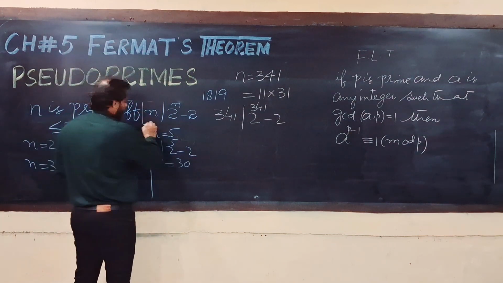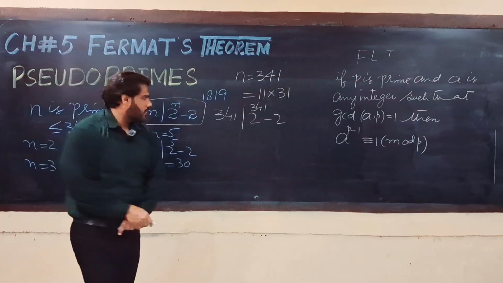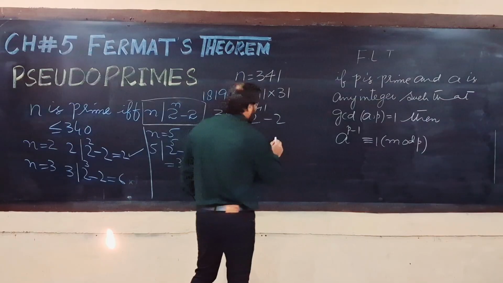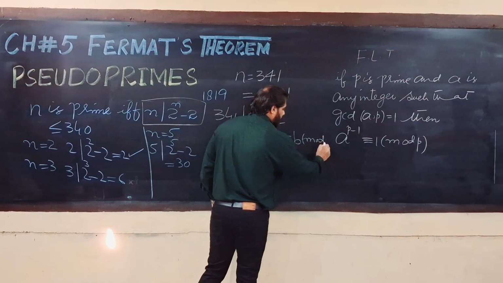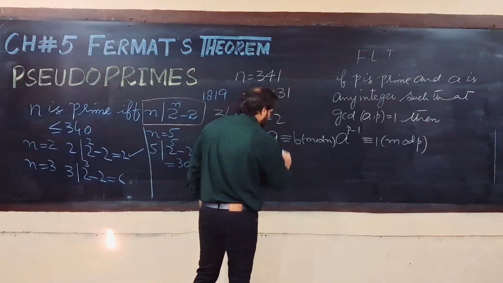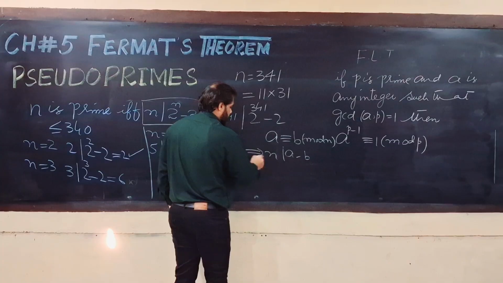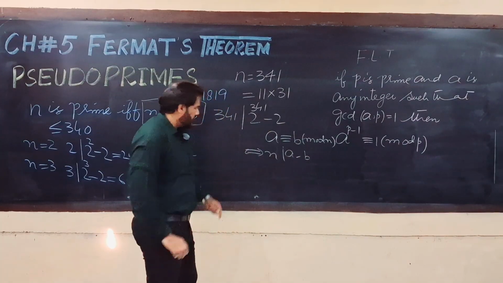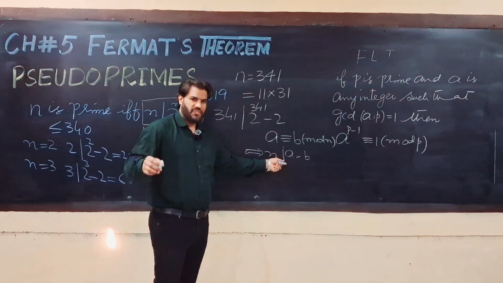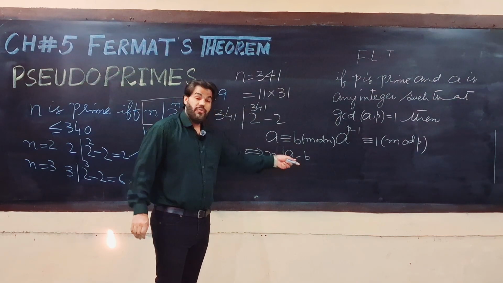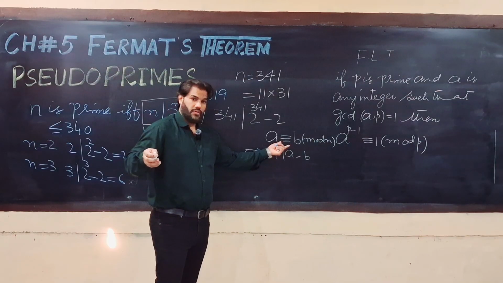If we convert this expression into the form of congruency, what is the definition of congruency? A number A is congruent to B modulo n if n divides A minus B. And if n divides A minus B, then the two numbers are congruent. It means when you say two numbers are congruent, then you can express it in the form of divisibility: n divides their difference. And if n divides their difference, it means they are congruent.